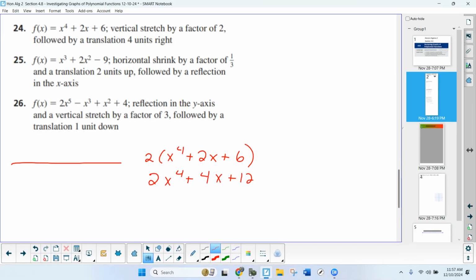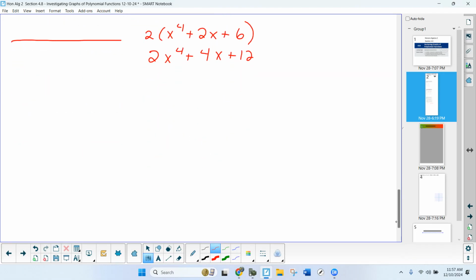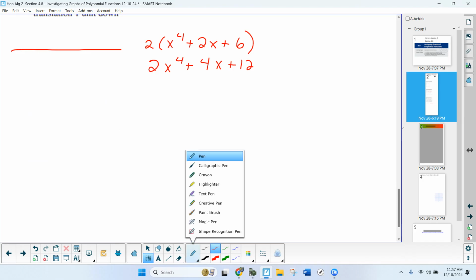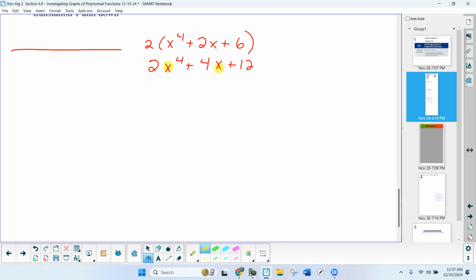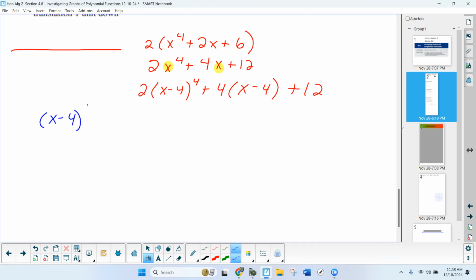Okay, now we're going 4 to the right. This is where this one got really hard. What did you do to go 4 to the right? Everywhere I see an x, I had to do what? x minus 4. That's 4 to the right, plus 12. Okay, I'm going to come off to the side and just do (x minus 4) to the 4th. So let's come over here and just do this.